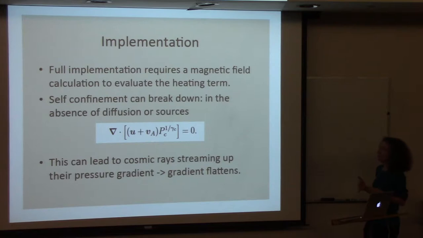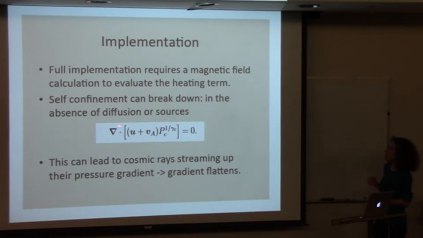Another point which has been grappled with is that the self-confinement picture can break down even on its own terms. You can show that if there are no sources and you can neglect diffusion, this quantity, the fluid speed plus the outflow speed, times the cosmic ray pressure to the 1 over gamma_c, where gamma_c would be 4/3 for a relativistic fluid, the divergence of that quantity is 0. So this can lead to some counterintuitive and indeed forbidden behavior.